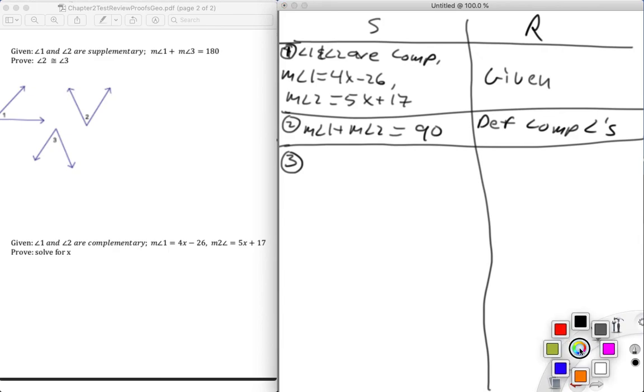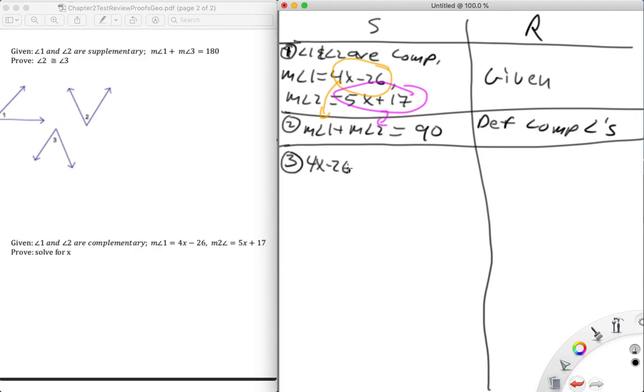Notice that I have that 4x minus 26 is equal to angle 1, and 5x plus 17 is equal to angle 2. So I can say that 4x minus 26 plus 5x plus 17 is equal to 90. Substitution.